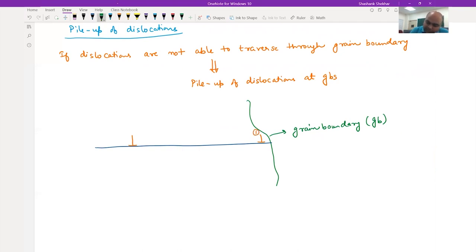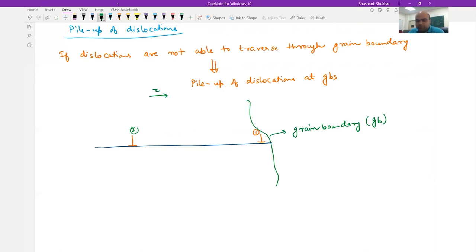Now this is dislocation number two. A second dislocation is now moving on the same slip plane, and then it also reaches the grain boundary, right? But what will happen? The first dislocation is going to repel the second dislocation. And mind it, this is happening when there is an applied stress, and that's why the dislocation is moving, right?